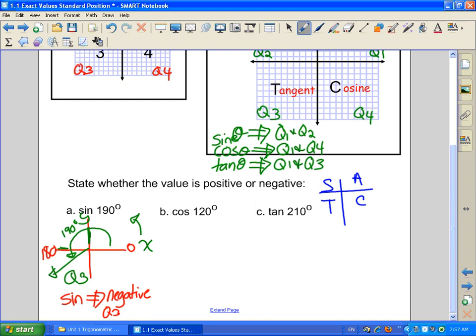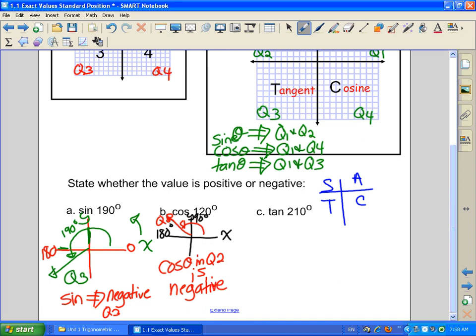All right, taking a look at the next one, cos of 120. Again, if we start here at X and rotate around, here's 180. So it's between 90 and 180, in here, guys. The angle created is 120 degrees, and where it ends appears in quadrant 2. In quadrant 2, is the cosine positive or negative? Cos theta in quadrant 2 is negative.